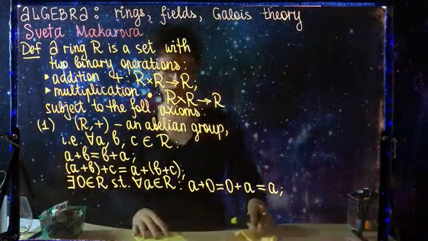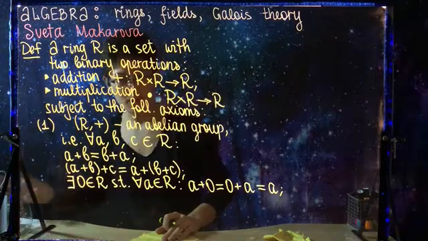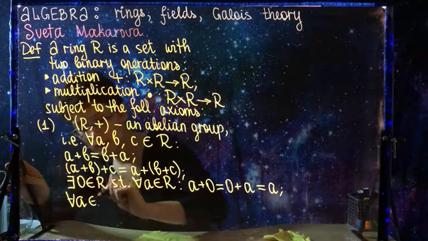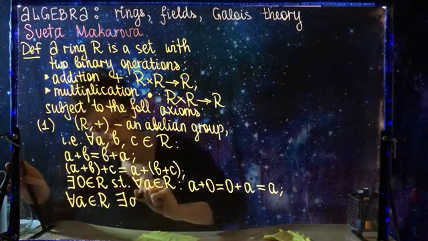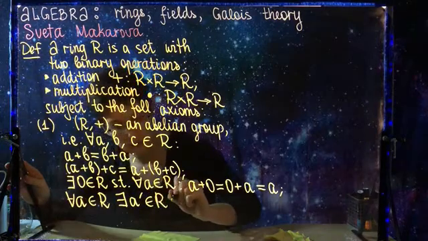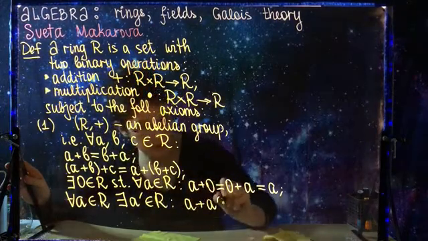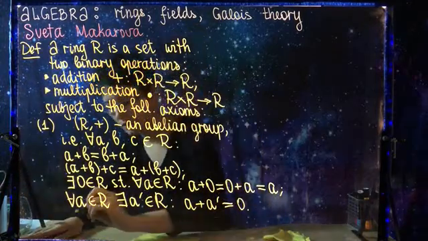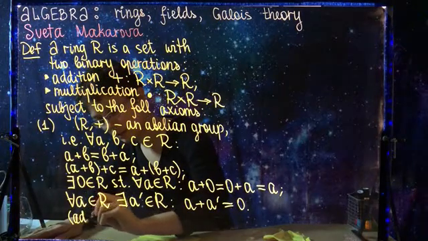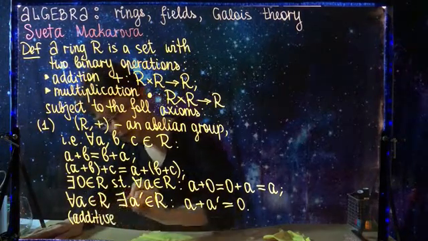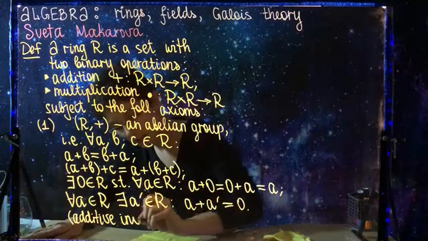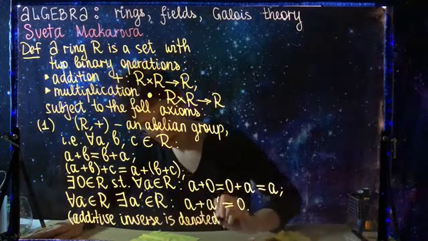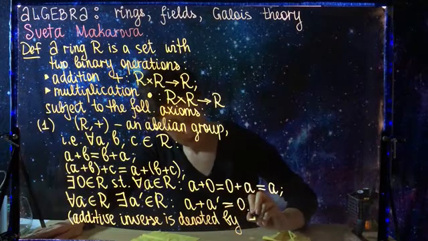And we want to ensure the existence of additive inverses. So for every element A in R, there exists A prime in R such that A plus A prime is equal to 0. So this element A prime, the additive inverse, is denoted by minus A.